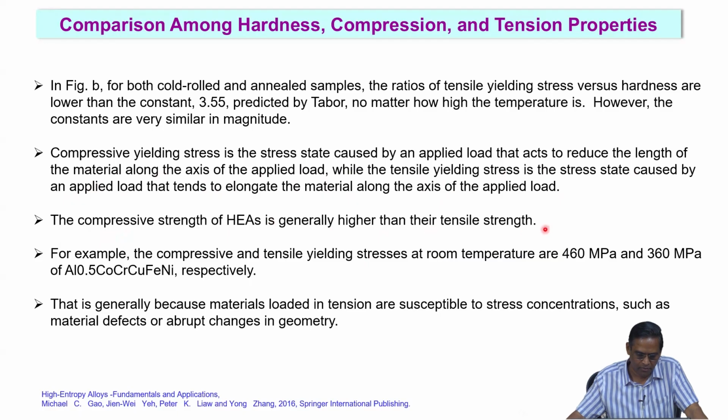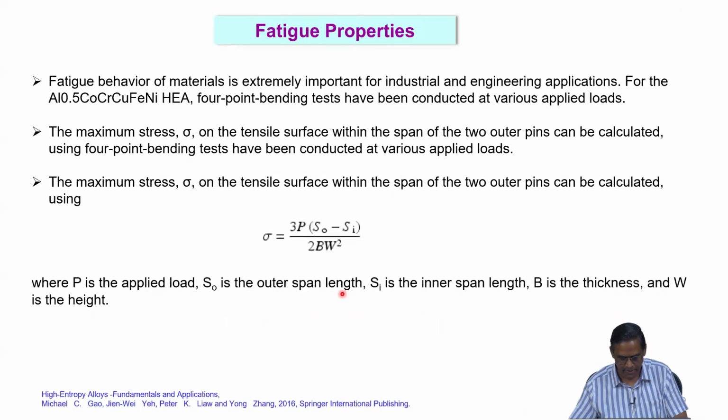So, the compressive strength of high entropy alloys is generally higher than the tensile strength, which is also similar to conventional alloys. In this case, for example, the compressive and tensile yielding stresses at room temperature are 460 MPa and 360 MPa for aluminum 0.5 cobalt, chromium, copper, iron, nickel respectively. Okay. This is generally because materials loaded in tension are susceptible to stress concentration such as material defects or abrupt changes in the geometry. That is why we use the dog bone shape. So, they are very sensitive to tensile loading rather than compression.